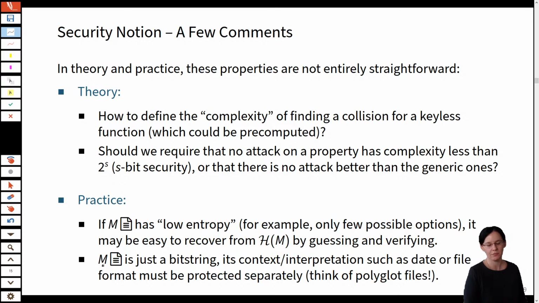Another example for this problem is when we think of two files which have exactly the same bit string representation, but which we interpret differently. For example, because this particular bit string is both a valid PDF file and a valid zip archive. So it's a polyglot file. In that case, we also must be sure whenever we hash or sign something to attach a particular meaning or context to it in which it's actually valid, and how it should be interpreted.